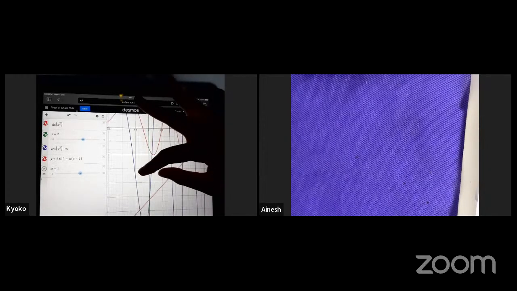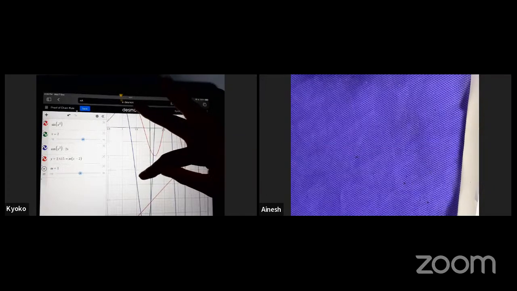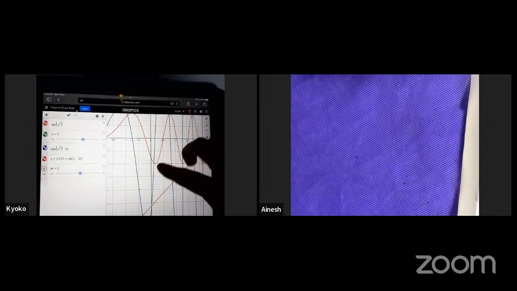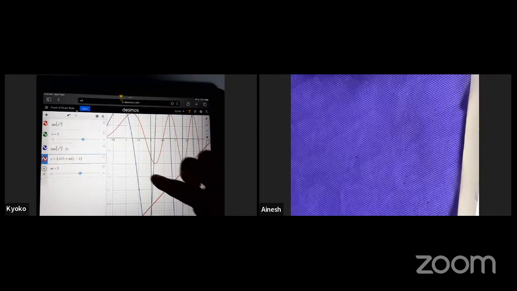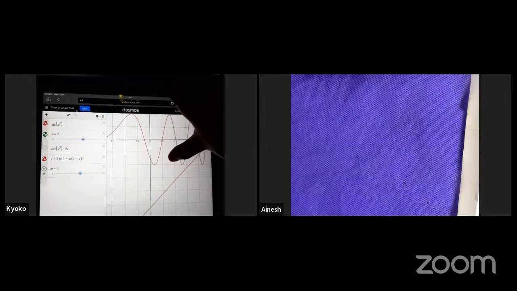Why is your tangent line not cutting the point, Jacob? Your tangent line doesn't seem to be cutting the point, right? Make the differentiation graph disappear, please. It's confusing. Don't you see that your tangent line is not cutting the point?